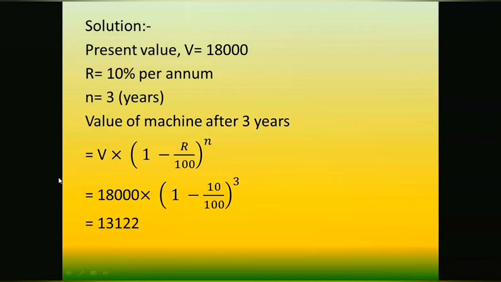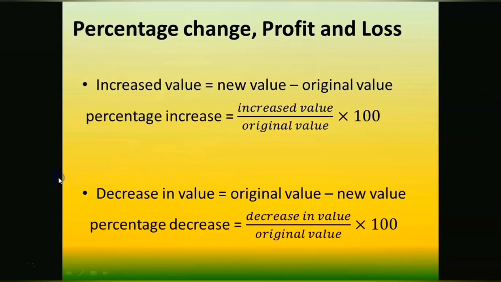Let us move to the next subtopic, that is percentage change, profit and loss. From this section, sometimes the questions are asked based on a bar graph or a line graph. Let us take one example. Here on the x-axis we shall take the years 2001, 2002, 2003 and 2004, and the y-axis will show the production of rice in that particular year.